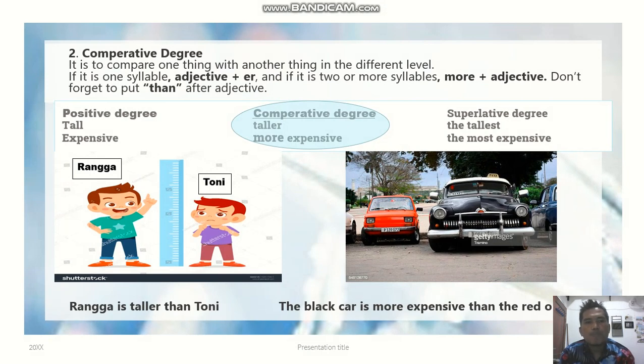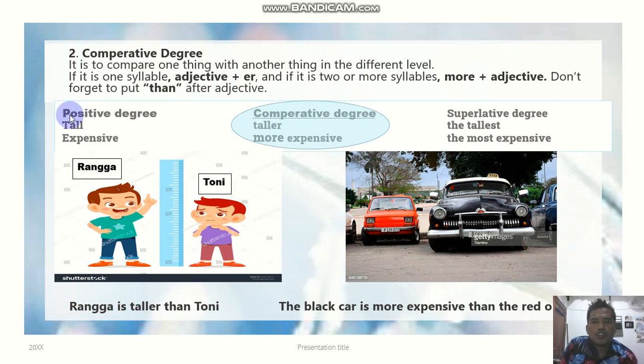The second one is comparative degree. It is to compare one thing with another thing in a different level. If it is one syllable, adjective plus er. So if it is one syllable, we have to put er after the adjective. And if it is two or more syllables, then we have to put more before the adjective. Don't forget to put than after the adjective. So we put than, this is only for comparative degree. We don't use this for superlative degree, and we don't use this for positive degree.